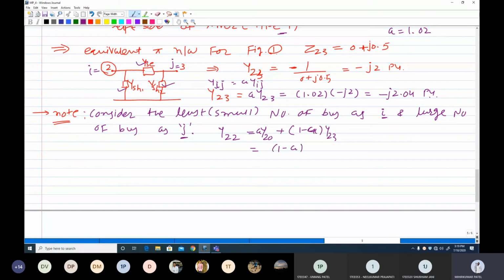So the answer is (1 minus A) into Y23, which is equal to, what is the final answer, (1 minus 1.02) into minus j2. So the final answer is 0.0408, minus j0.04... no, there is no minus, it will be plus. Plus j0.0408. Yes, very good.